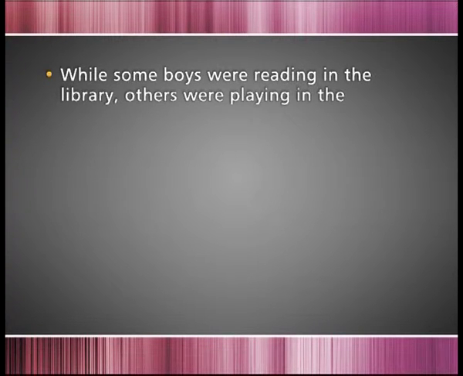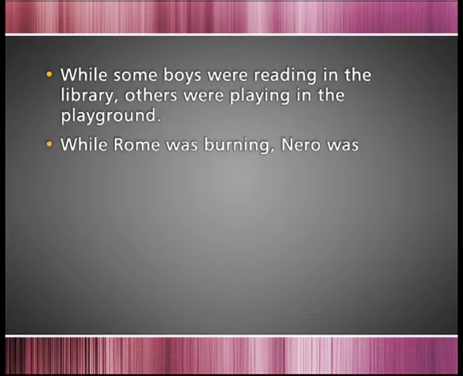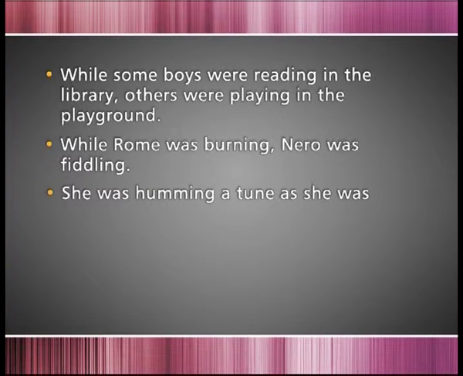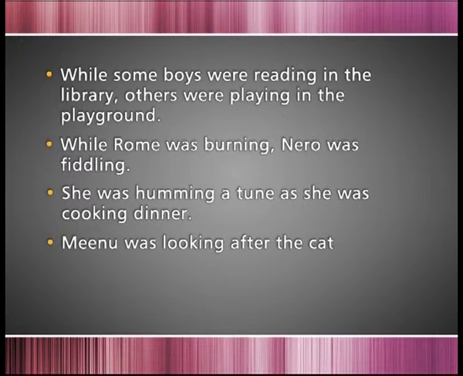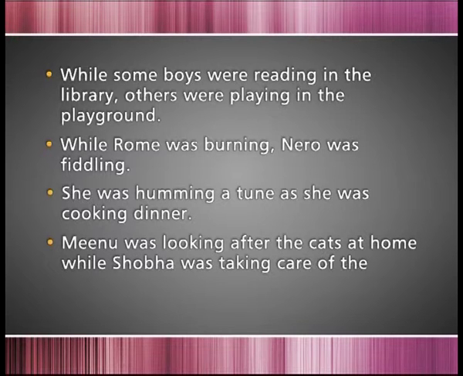D. The past progressive tense describes two or more actions going on at the same time in the past. Often the conjunction while is used to connect the clauses. For example, while some boys were reading in the library, others were playing in the playground. While Rome was burning, Nero was fiddling. She was humming a tune as she was cooking dinner. Meenu was looking after the cats at home while Shobha was taking care of the dog in the garden. In these sentences, the past continuous tense is used to describe simultaneous actions.